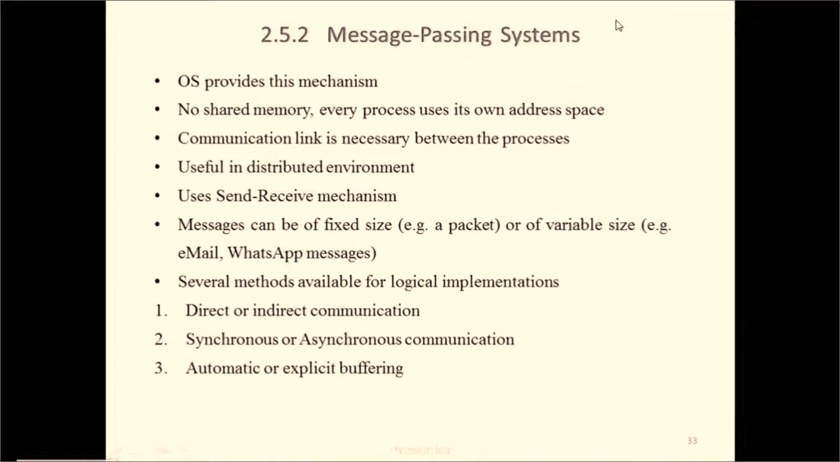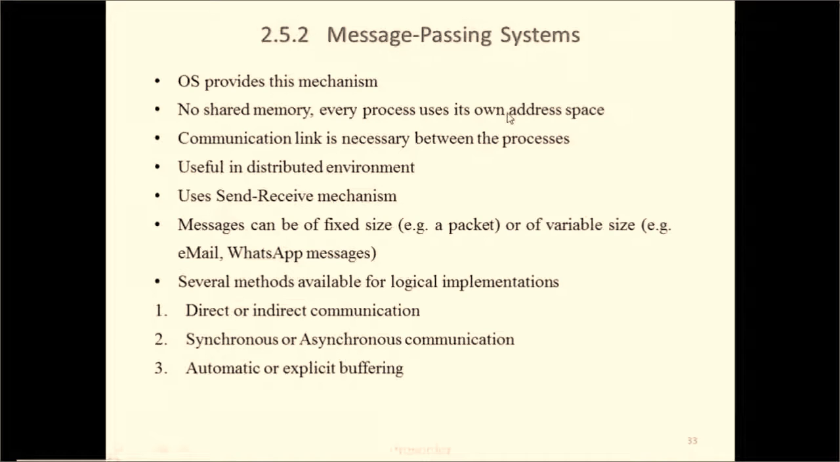Second method or mode of communication is message passing systems. Operating system provides this mechanism. Now importantly, this is under control of operating system. There is no shared memory. Every process uses its own address space, which it declares as a mailbox or buffer.